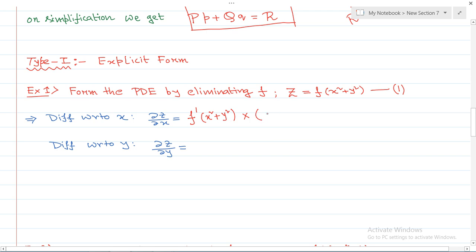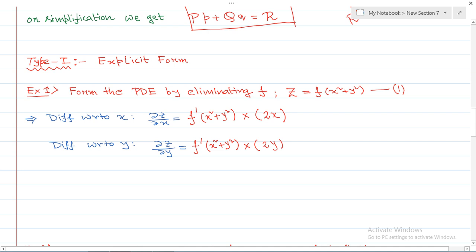X square differentiation is 2x, y square differentiation with respect to x is completely 0. So this is the differentiation of z partially with respect to x. Similarly, if we differentiate partially with respect to y, we have del z del y equals the same way, f dash of x square plus y square multiplied with differentiation of y square only, because with respect to y, x square differentiation is going to be 0.